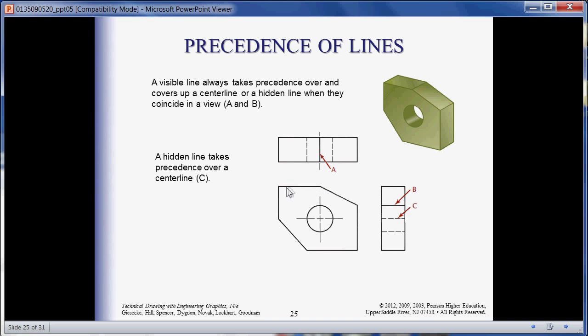external feature line like this change in grade here, he's basically telling us that that line right here that represents this change has precedence over the center line. So I'm not going to show a center line there. I'm going to show the actual break of this grade break right there.